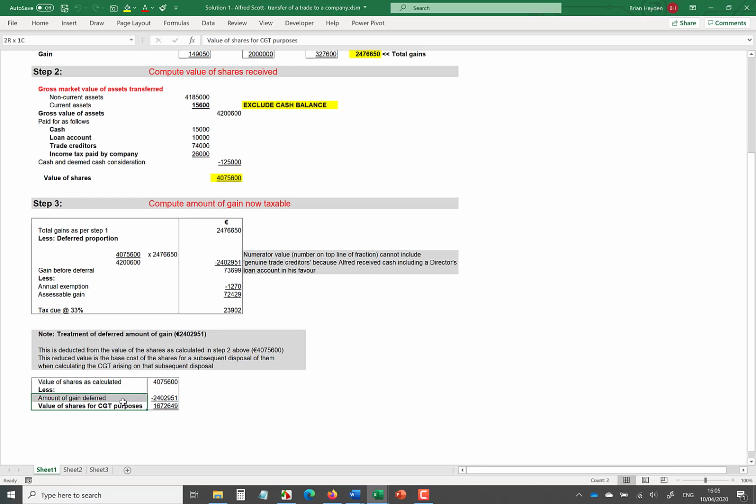So if Alfred sells those shares maybe in a number of years down the road, his base cost will be 1,672,649. So if he sells the limited company for say €2 million, he'll have a gain of the difference between €2 million and this number here. So it'll be 327,351. And that completes that solution.